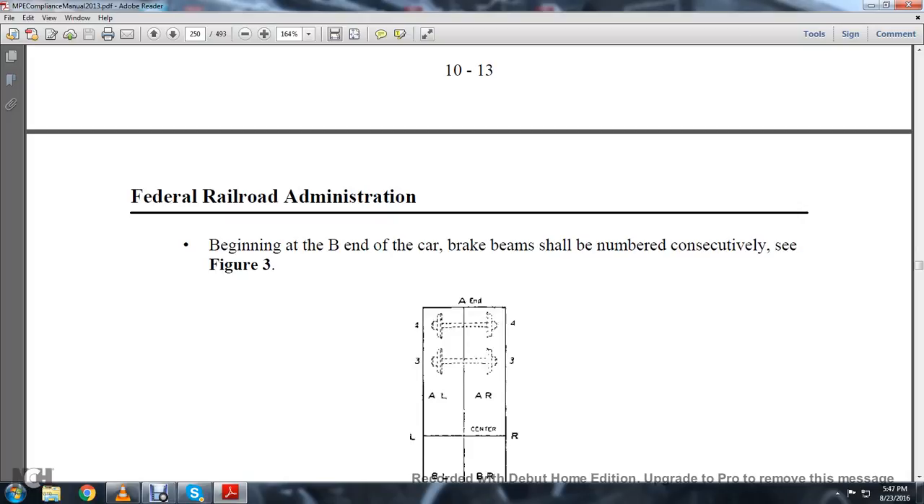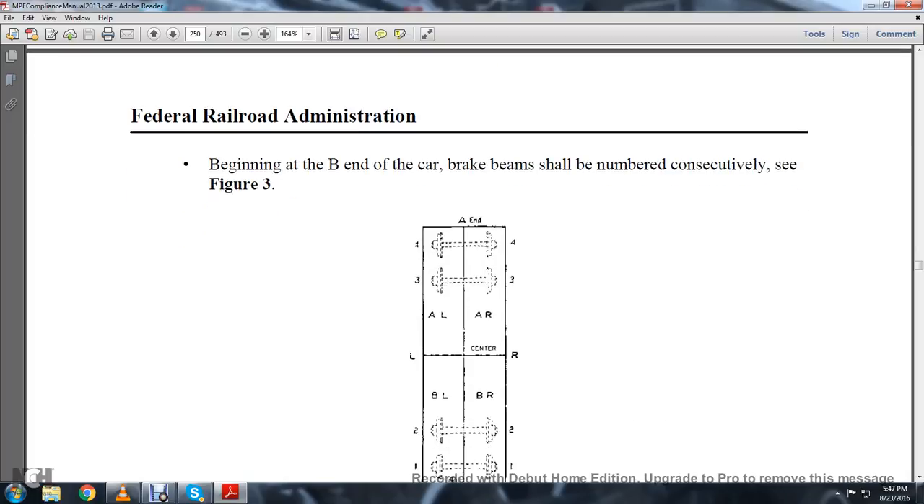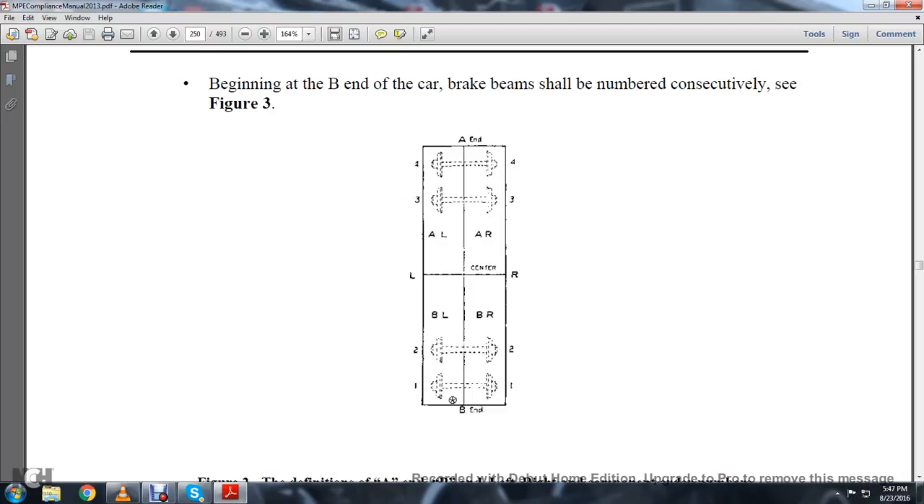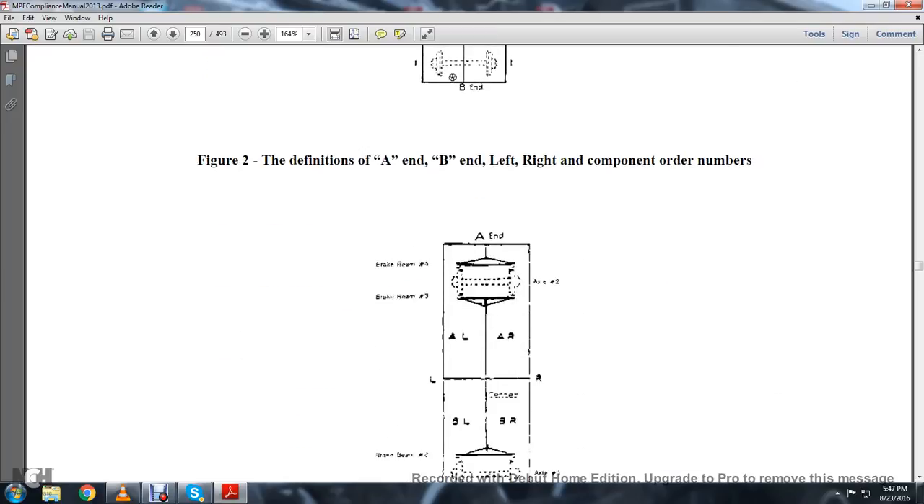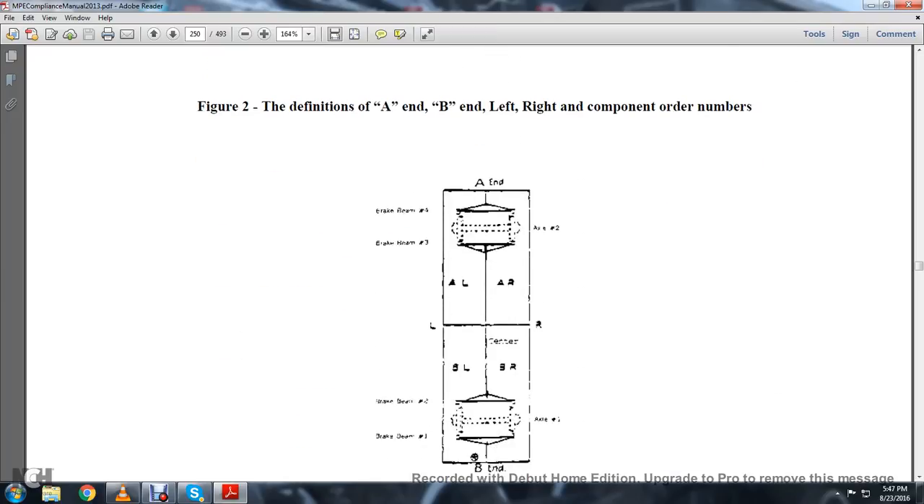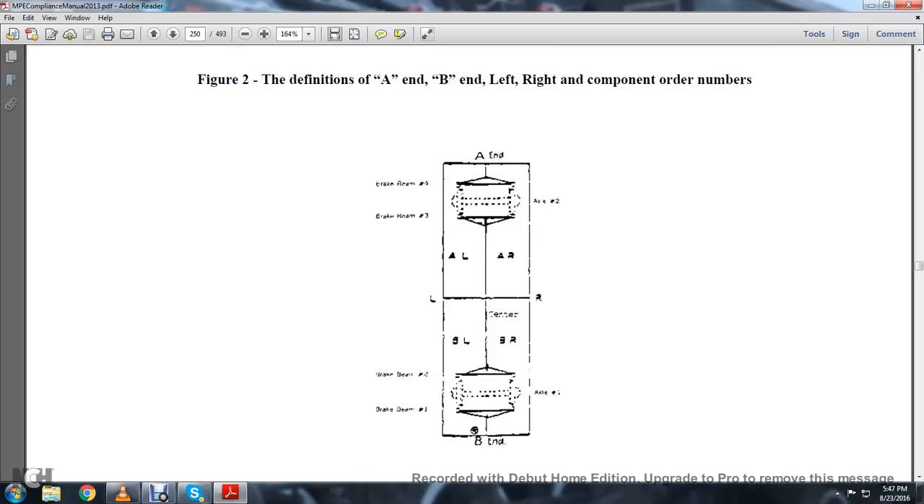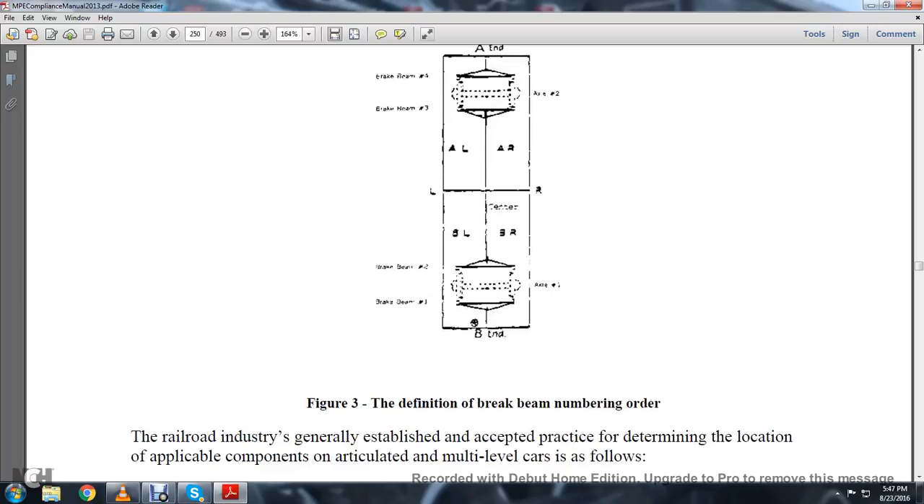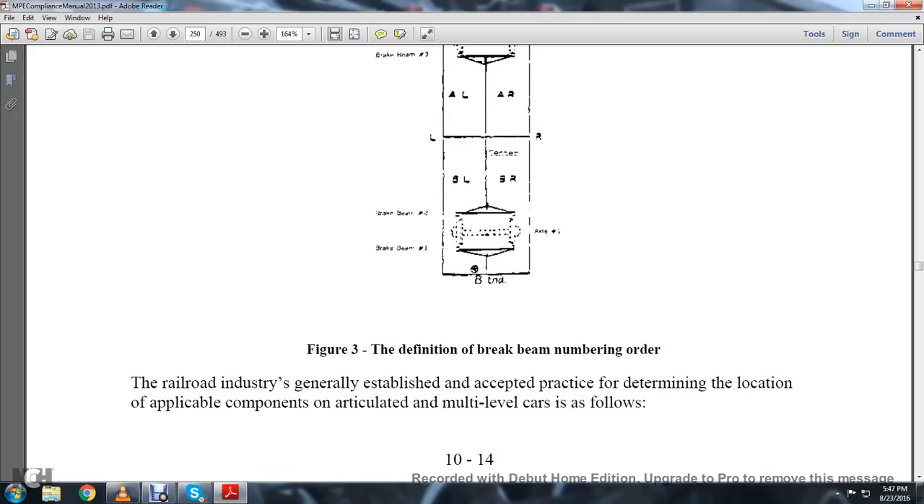At the beginning of the B end of the car, the brake beams should be numbered consecutively, as seen: AN 1, 2, 3, and 4, BN 1, 2, 3, and 4, L1, right, left. The definitions of A and B, left and right, and then the component cars: A end brake beam 1, axle 2, side brake beam 1 and 2, axle 1.